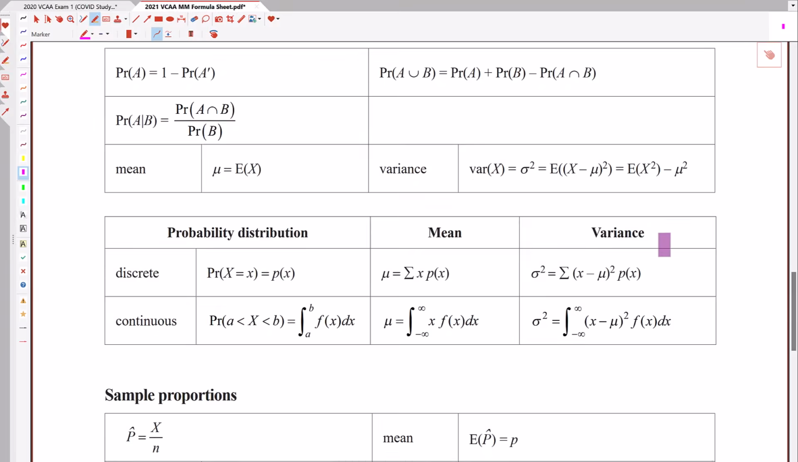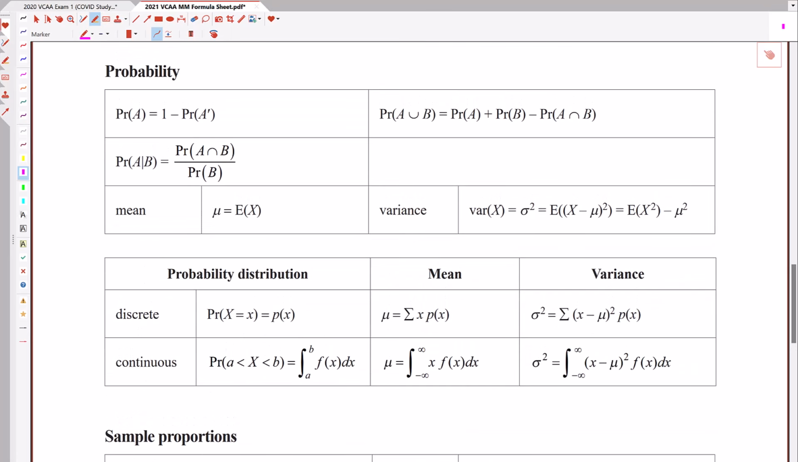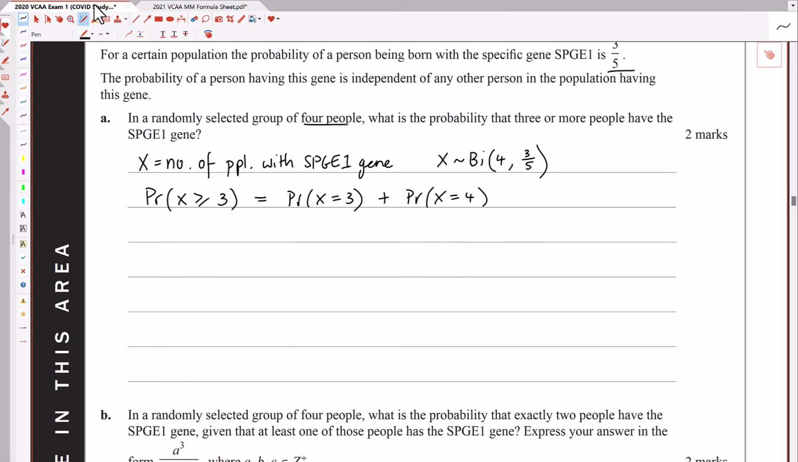No. And so that's a fairly glaring omission: you do need to know how to calculate the binomial probabilities using the formula. So it is n choose x. In this case that is 4 choose 3, the probability of success, which is 3/5, to the power of 3, and the probability of failure, which is 2/5, or 1 minus p, to the power of n minus 3. So that's going to be 1 in this case. Plus 4 choose 4, 3/5 to the power of 4, 2/5 to the power of 0.